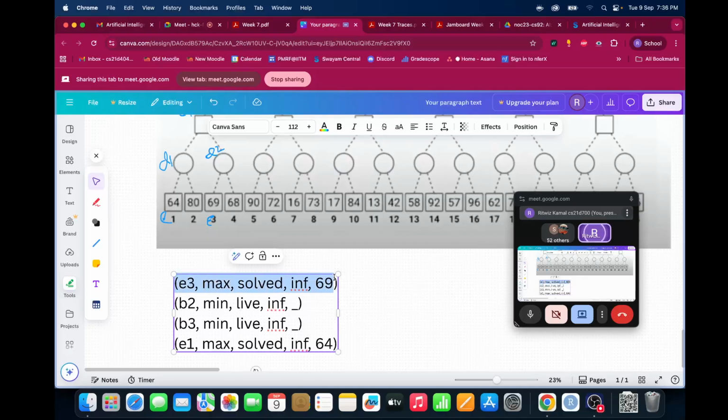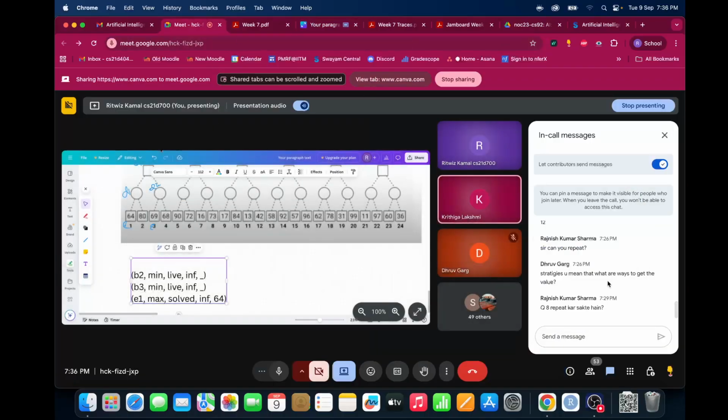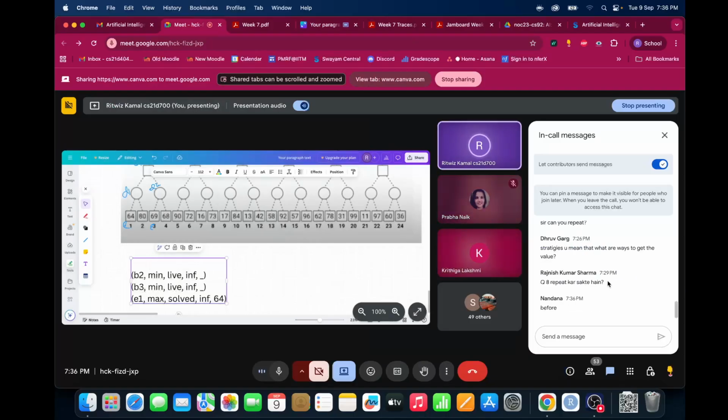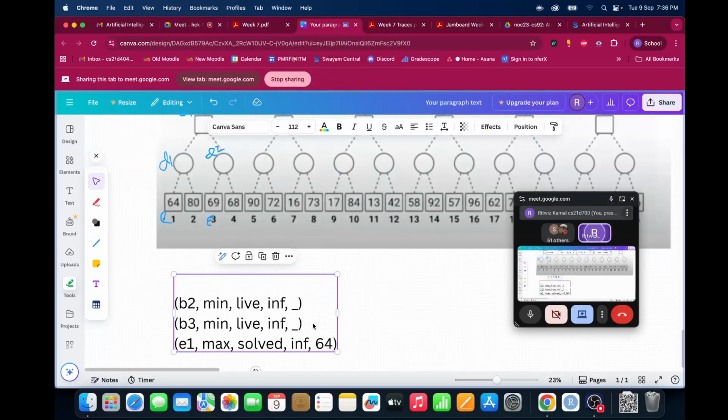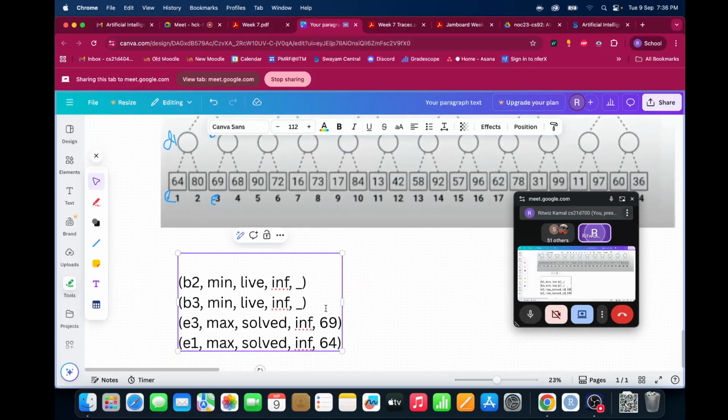But remember, this is a priority queue, so can anyone tell me whether E3 will be placed before or after E1? It should be before E1. Correct. Because it is a priority queue, its position will be decided by the value that it is returning. And because it is greater than 64, this will be placed above it.